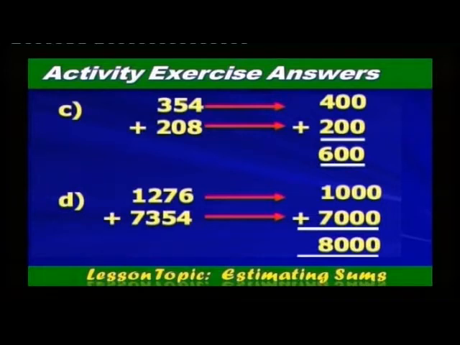And the last one, 1,276. We have 1,000 because 2 is less than 5. The number after the first number is less than 5. So it remains as 1,000. Okay, it's supposed to be 7,000 because 300 is less than 5. So it remains as 7,000. So 7,000 plus 1,000 should give us 8,000. So these are the working out to the activity exercise that we have done. So we have the correction also on the whiteboard.